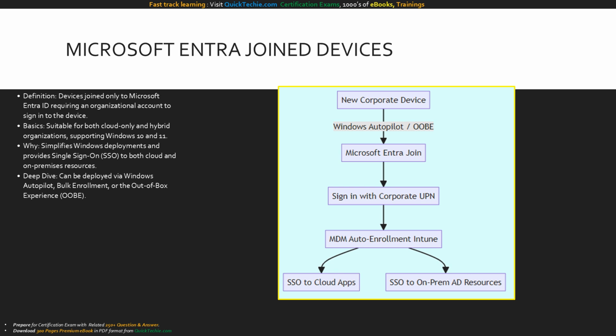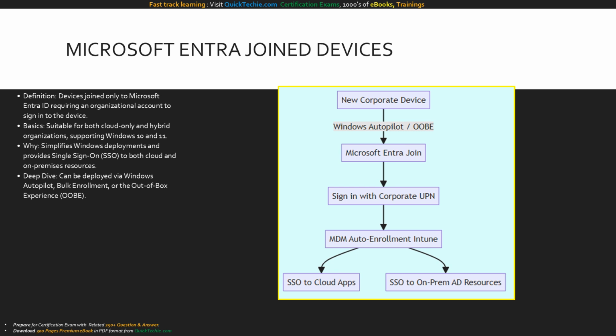Once joined, the user gets seamless single sign-on to your cloud apps. More impressively, if they are on the corporate network, Entra Joined devices can still maintain SSO access to legacy on-premises resources like file shares, without needing an Active Directory computer object.